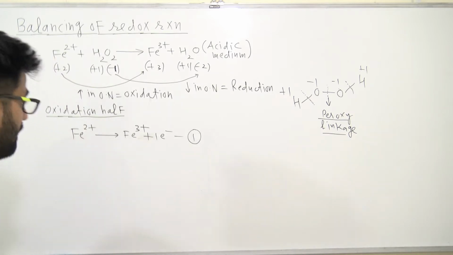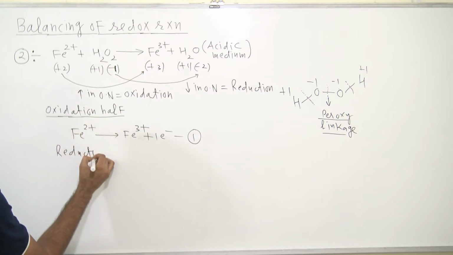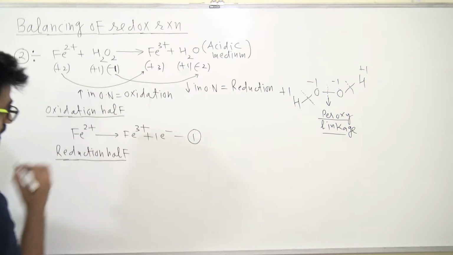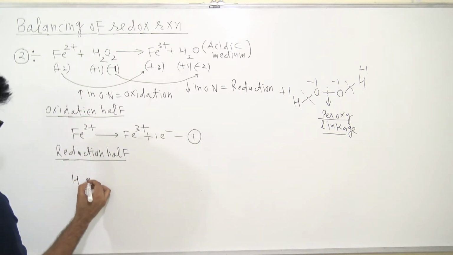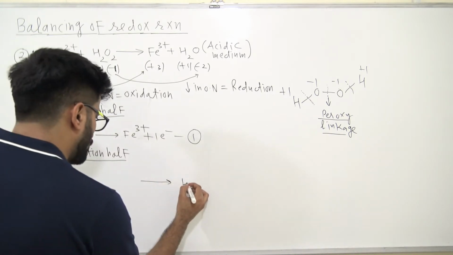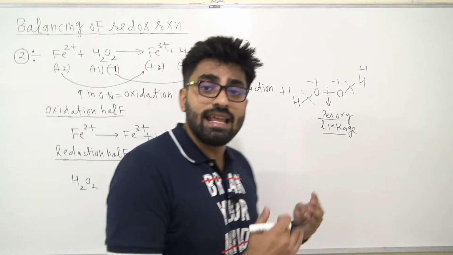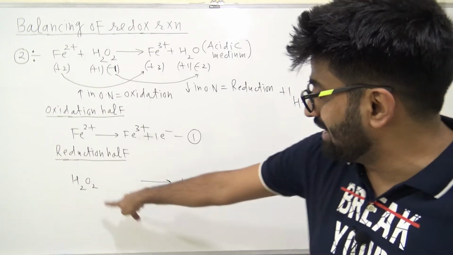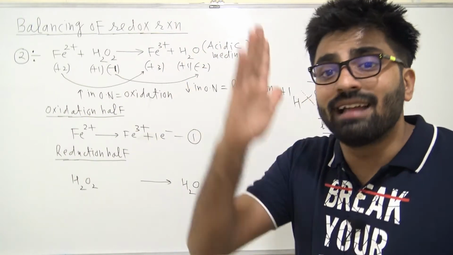Now let's come to the reduction half. H2O2 is converting into H2O. This is reduction. Now what is the next step? Balance all the atoms except oxygen and hydrogen. Here only oxygen and hydrogen are there, so we balance oxygen first and then hydrogen.